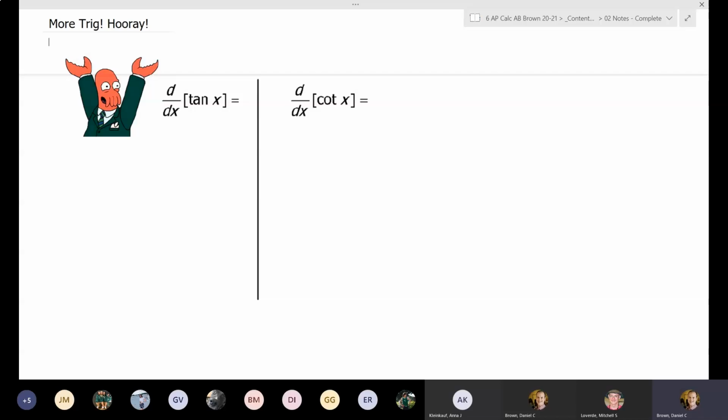Why would I say we can use the quotient rule to find the derivative of tangent or cotangent? How can you rewrite tangent for that one? We'll say tangent first. Sine over cosine. So we know that this problem is really the same thing as saying the derivative of sine over cosine.